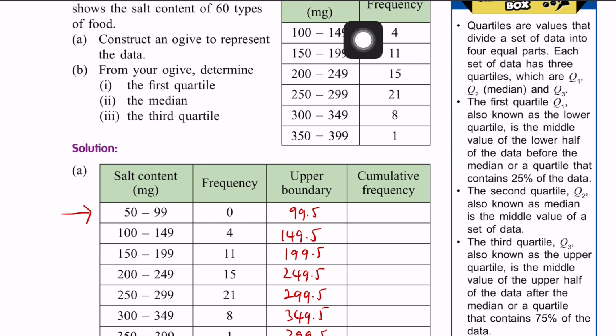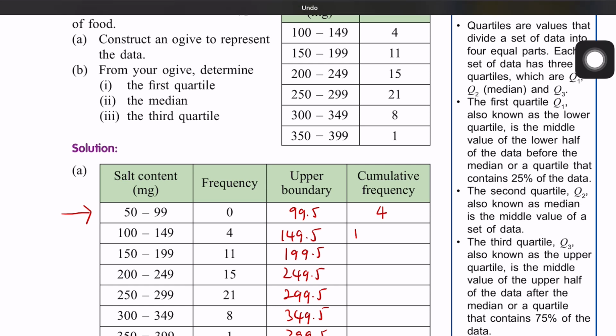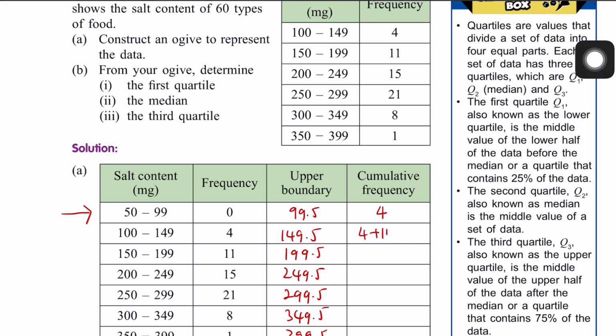Okay, next, calculate the cumulative frequency. We start with 0, mula daripada kosong ni tadi kan. Okay, this one is 0. Yang ni kita ada 4. So 0 plus 4 we get 4. Next ni 11 kan. So 4 plus 11 kita akan dapat 15.